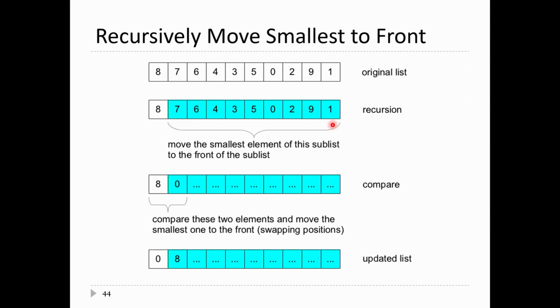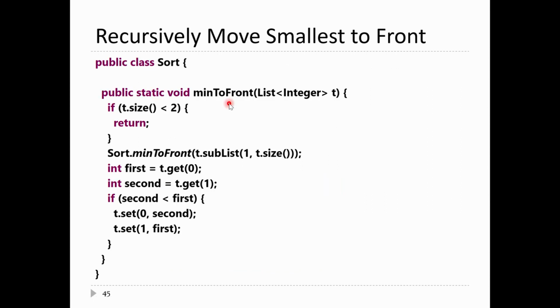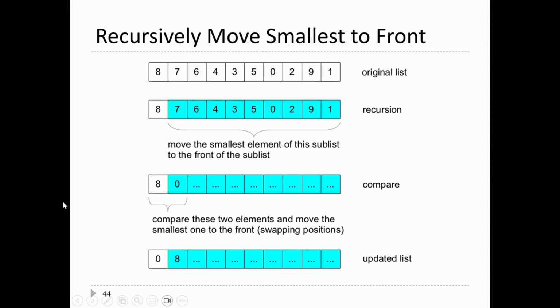The recursive step says move the smallest element in the sublist, not including the first element of the list, to the front of the sublist. So min to front takes in some list. All I have to do is figure out what is the sublist, and min to front will deal with moving the smallest element in that list to the front of that sublist. So call min to front recursively, passing in the sublist that does not include the first element of the list. Recursion happens, so something magical happens, and you end up with this picture here.